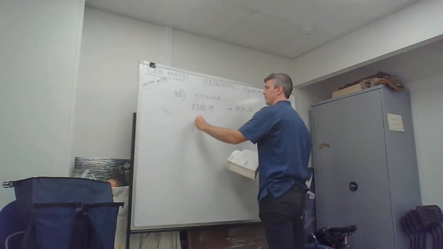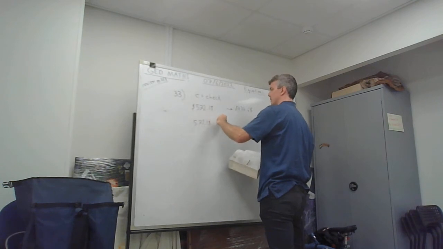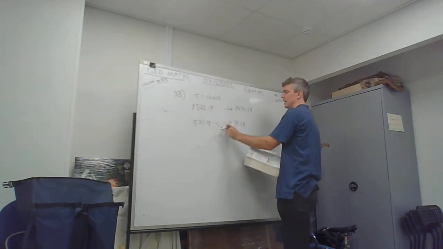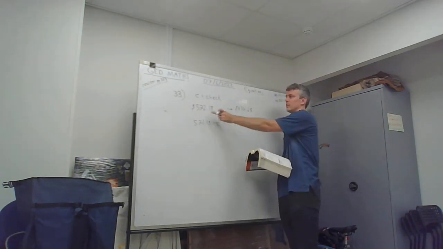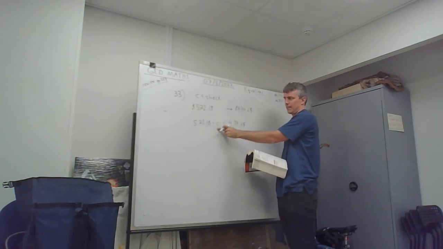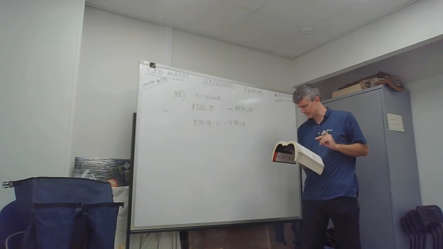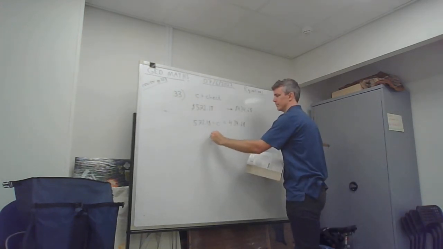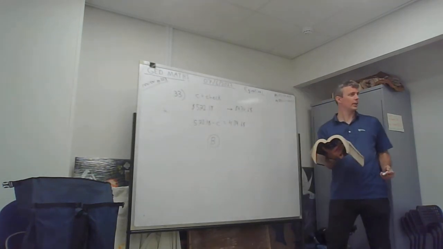So then it's going to become 572.18 minus C gives us 434.68. Because by subtracting C, we got to this amount. And you can see it, because it started bigger, it became smaller. So we subtracted something. And which one is that? B.